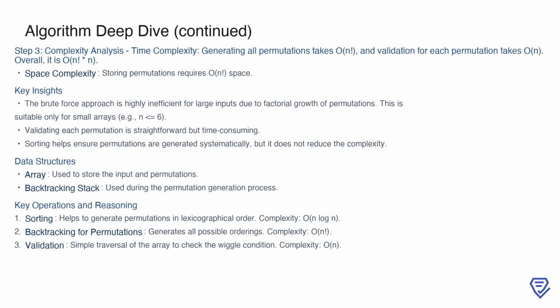Sorting the array initially has a complexity of O(n log n), and while it helps organize the permutations, it does not reduce the overall factorial complexity. Simple data structures like arrays and a backtracking stack are used in this approach. Key operations, such as generating permutations and validating the wiggle condition, are conceptually straightforward but computationally expensive.